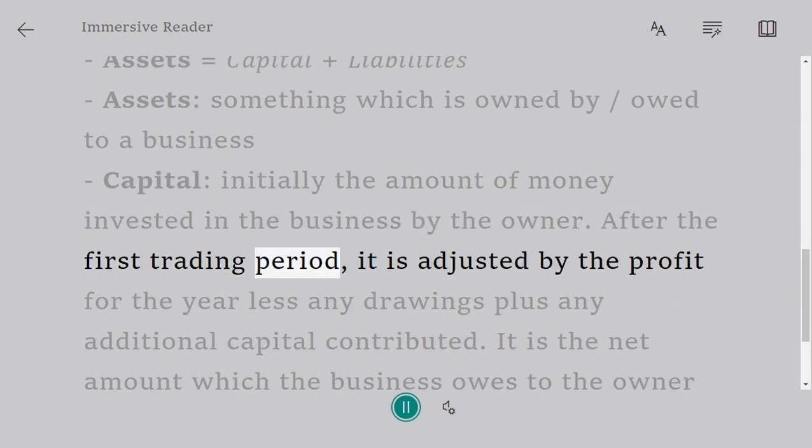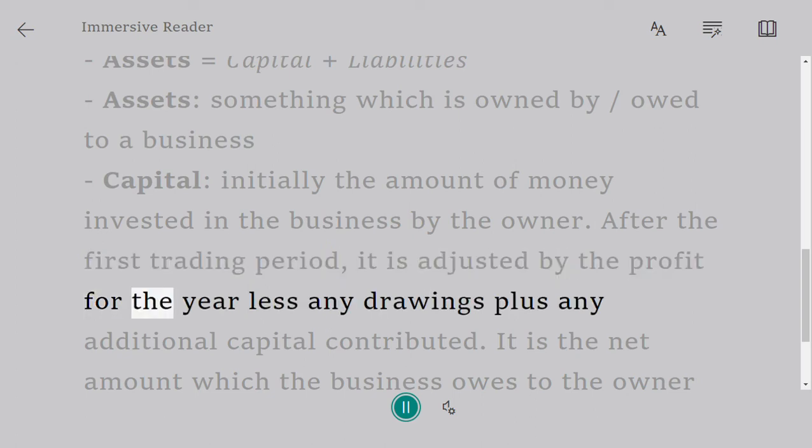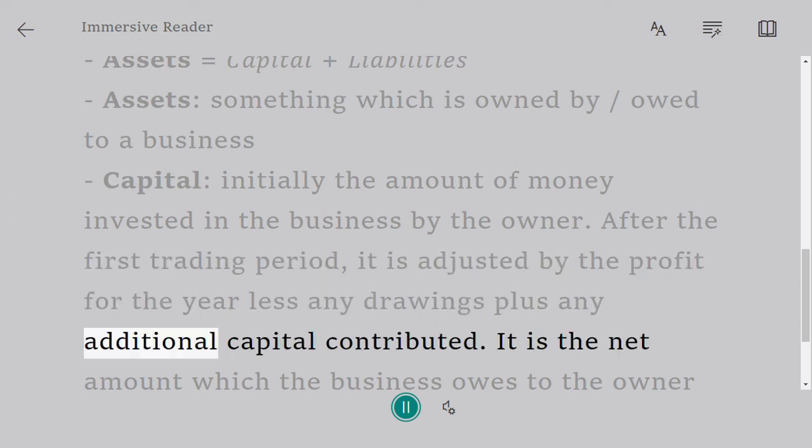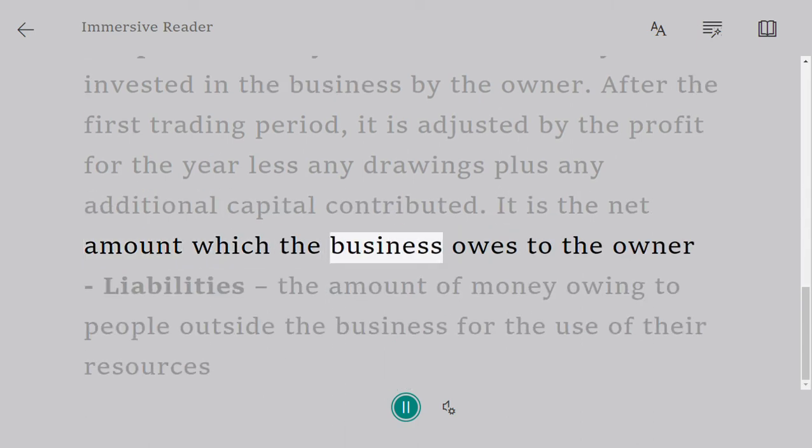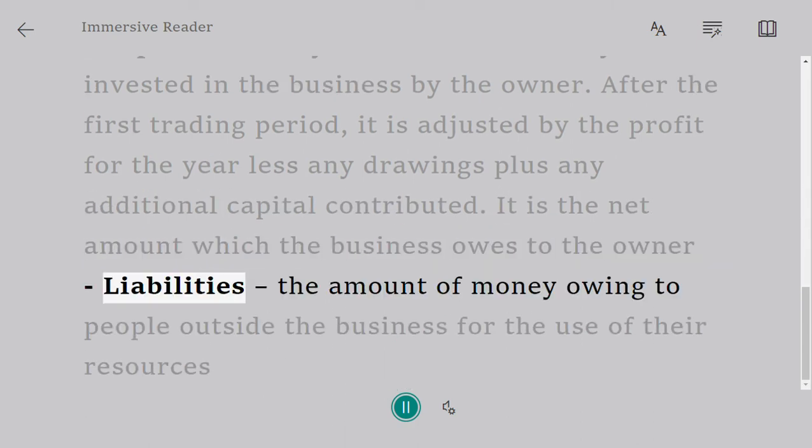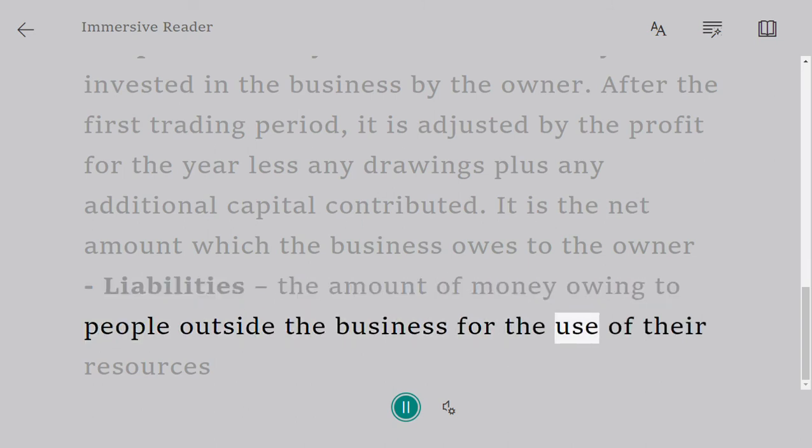After the first trading period, it is adjusted by the profit for the year less any drawings plus any additional capital contributed. It is the net amount which the business owes to the owner. Liabilities: the amount of money owing to people outside the business for the use of their resources.